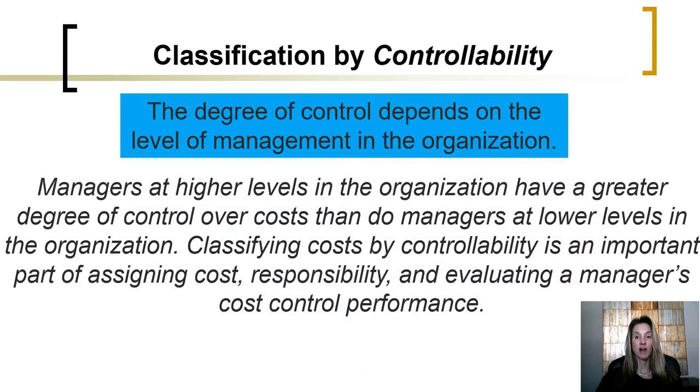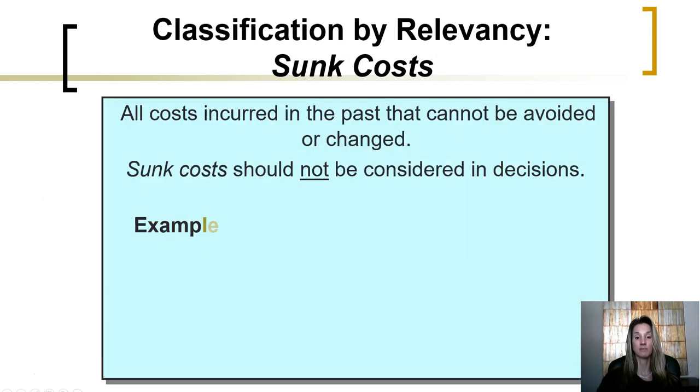We can classify costs by controllability. The degree of control depends on the level of management in the organization. Managers at higher levels in the organization have a greater degree of control over costs than do managers at lower levels. Classifying costs by how they are controlled is an important part of assigning cost, assigning responsibilities, and evaluating a manager's cost control performance.